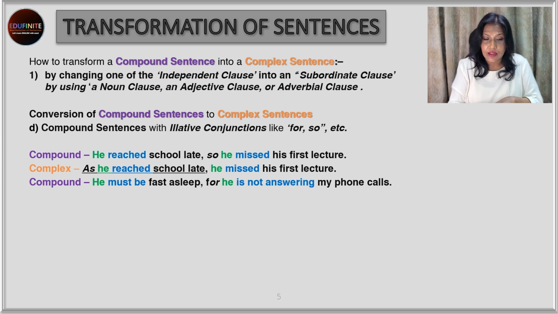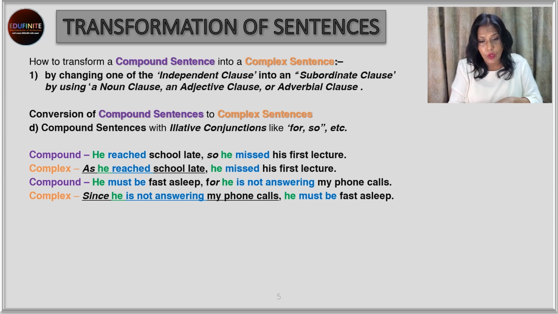He must be fast asleep for he is not answering my phone calls. Now, since he is not answering my phone calls, he must be fast asleep. So we have taken the second independent clause and brought it right in front of the sentence and attached a subordinating conjunction since to it and turned it into a subordinate clause. Since he is not answering my phone calls, then we have the independent clause, he must be fast asleep.